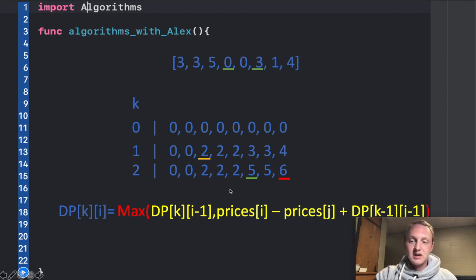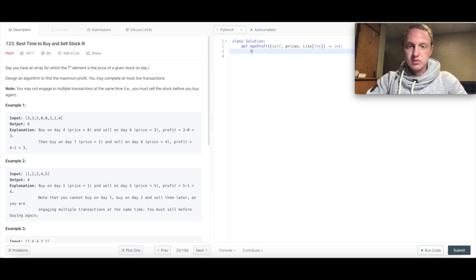So let's try doing that. Let's just remember our dynamic programming formula, we write it down here. dp[k][i] equals max of dp[k][i-1], the same transaction day before, and prices[i] minus prices[j], and we would add the dynamic programming solution we stored for the last transaction and the day before buying, which is prices[j].